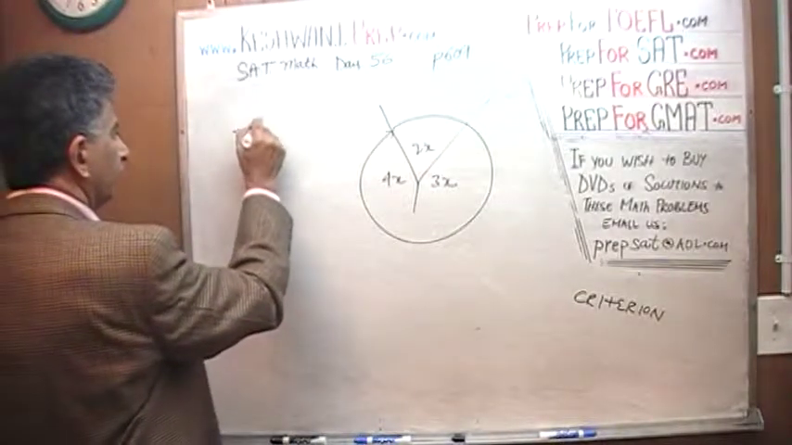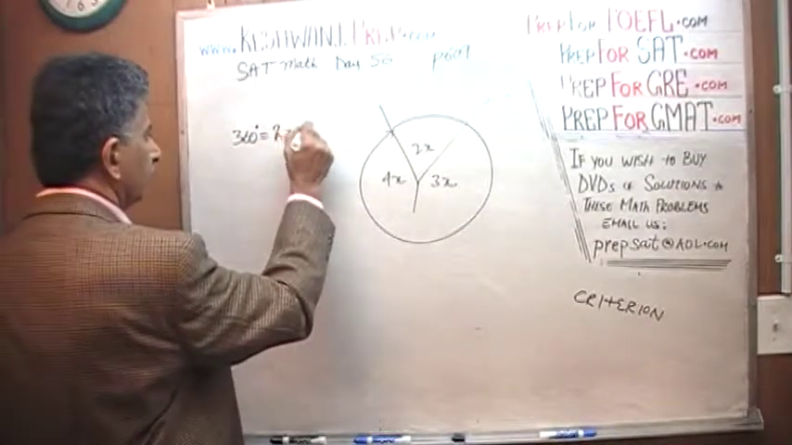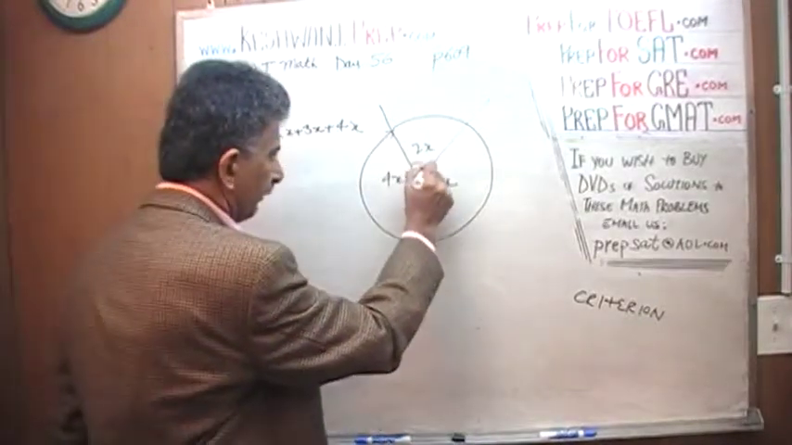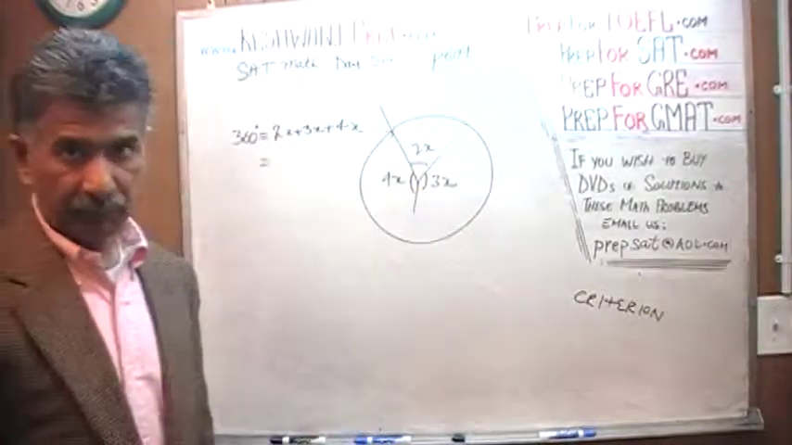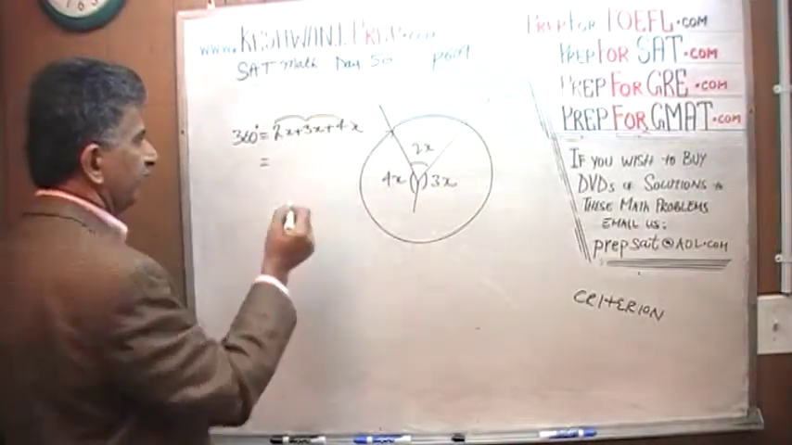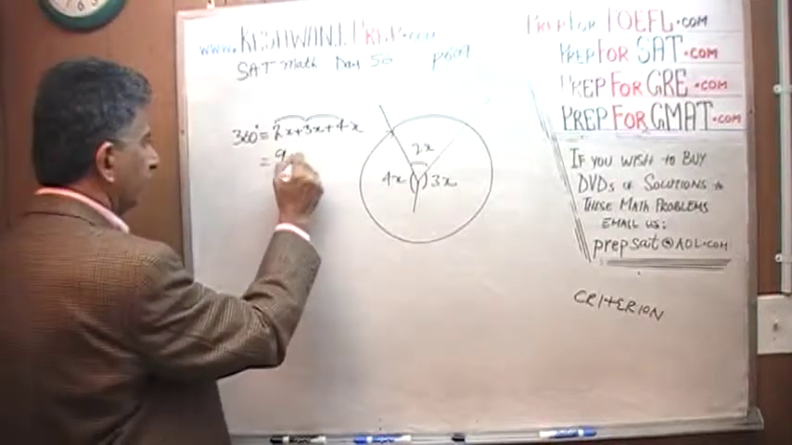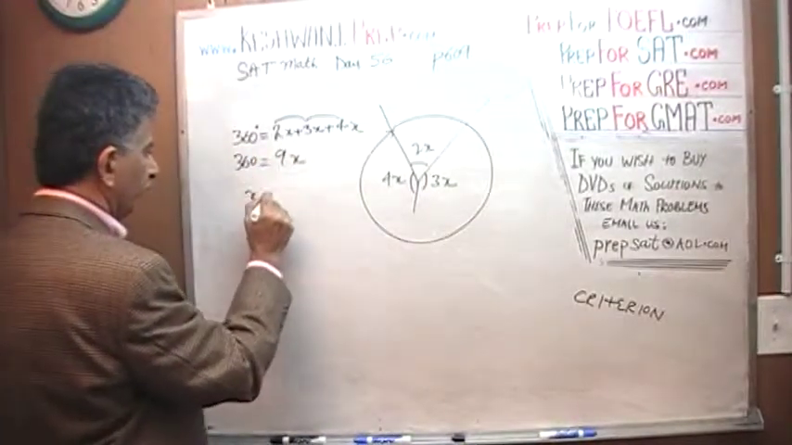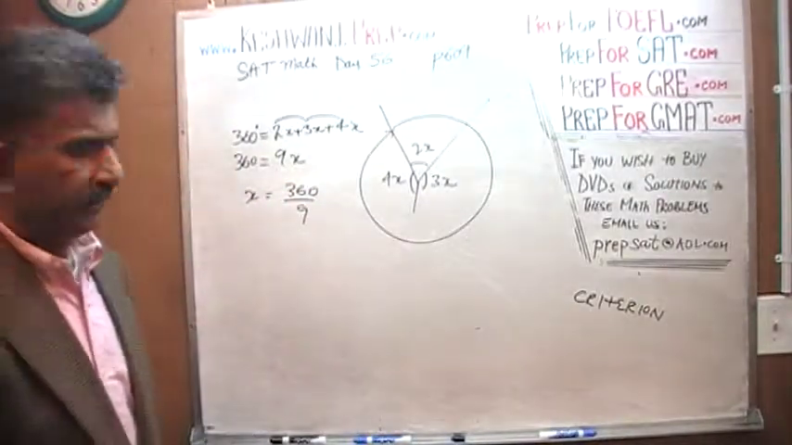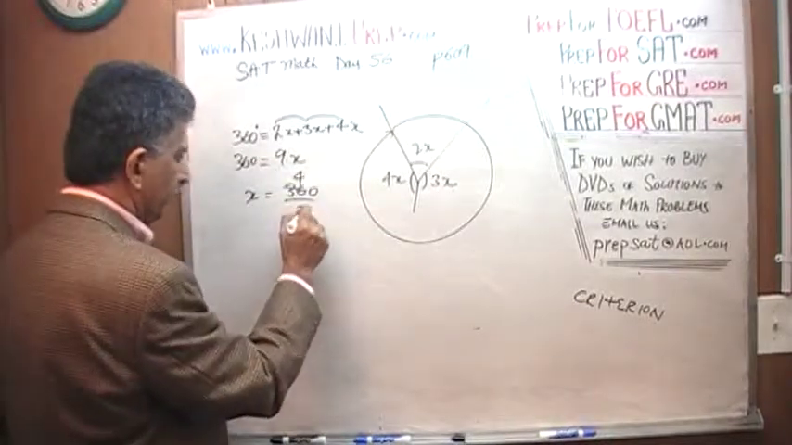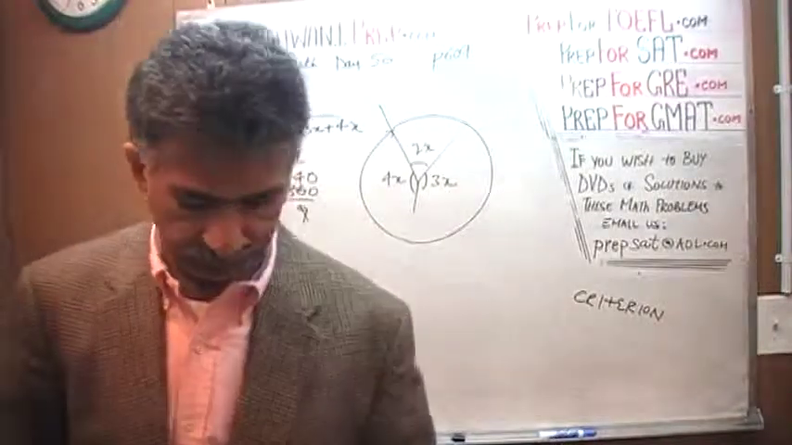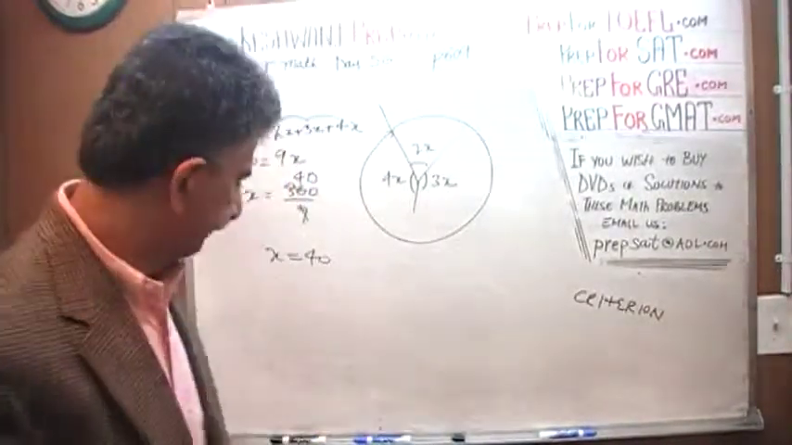So 360 degrees must equal 2x plus 3x plus 4x. That's all. This angle plus that angle must equal 360 degrees. 2 plus 3 is 5, 5 plus 4 is 9. So 9x equals 360. Therefore x equals 360 over 9. And we know that 36 divided by 9 is 4, so it's 40 degrees. X is 40 degrees. That's all. And the answer is C.